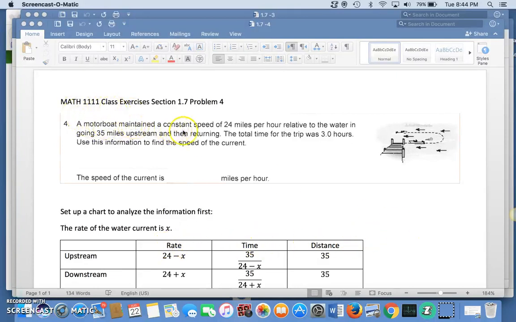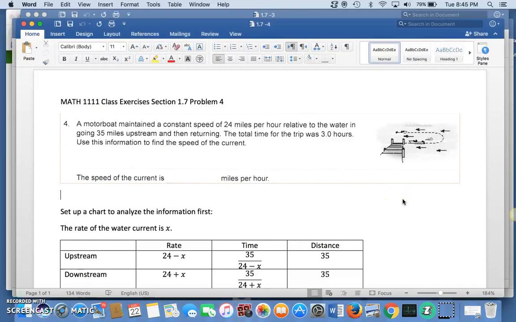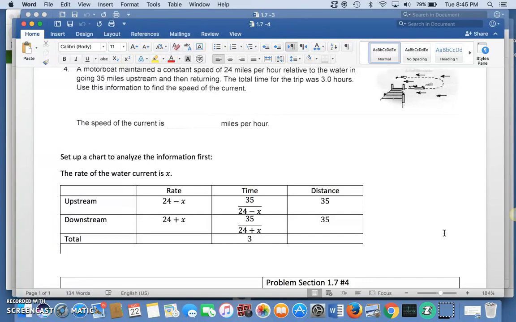A motorboat maintained a constant speed of 24 miles per hour relative to the water in going 35 miles upstream and then returning. The total time for the trip was 3 hours. Use the information. You've got to think about what the relationship is. This boat goes one way and it comes back, so the distances are the same here.